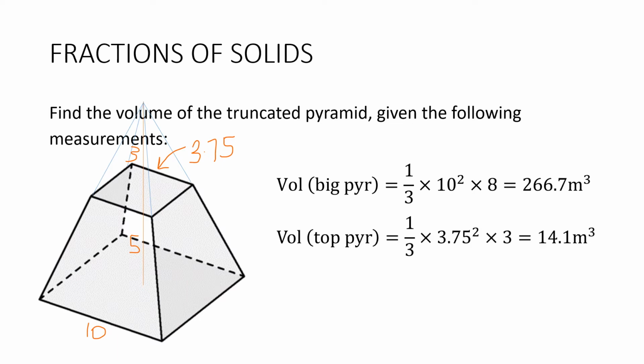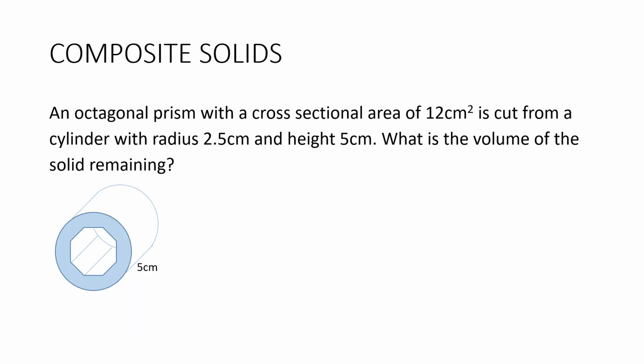Now let's do the volume of the top pyramid. So that's up here. 1/3 times, this is 3.75 squared, and the height is 3. It gives us 14.1 meters cubed. And subtracting the top pyramid from the big pyramid is going to give us the volume that we require, which is 253 meters cubed. Okay, let's move on to composite solids.